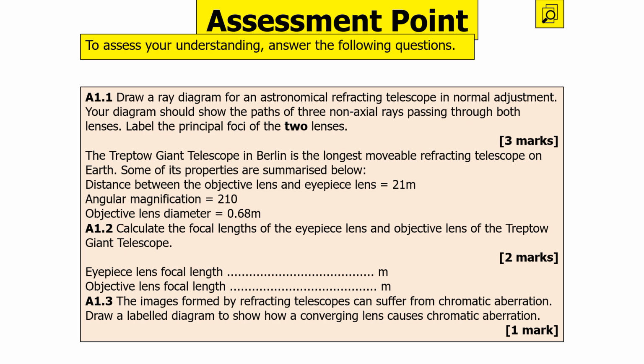Then the Treptow Giant Telescope in Berlin is one of the longest movable refracting telescopes on Earth. Some of the properties are summarized below.